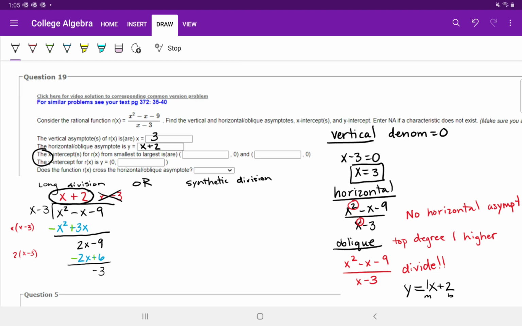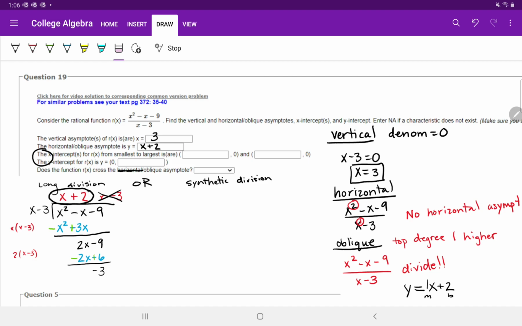Does the function r of x cross the horizontal or the oblique asymptote? So in this case, we're talking about an oblique asymptote. Does our function cross the oblique asymptote? Well, if they would cross each other, so I'm just going to draw two kind of random things. Let's say this is our function and this is our asymptote. If these two things cross each other, there would be a point of intersection. A point of intersection is a place where two things are equal to each other. So basically the process is, if they cross, then there will be a place where they are equal.